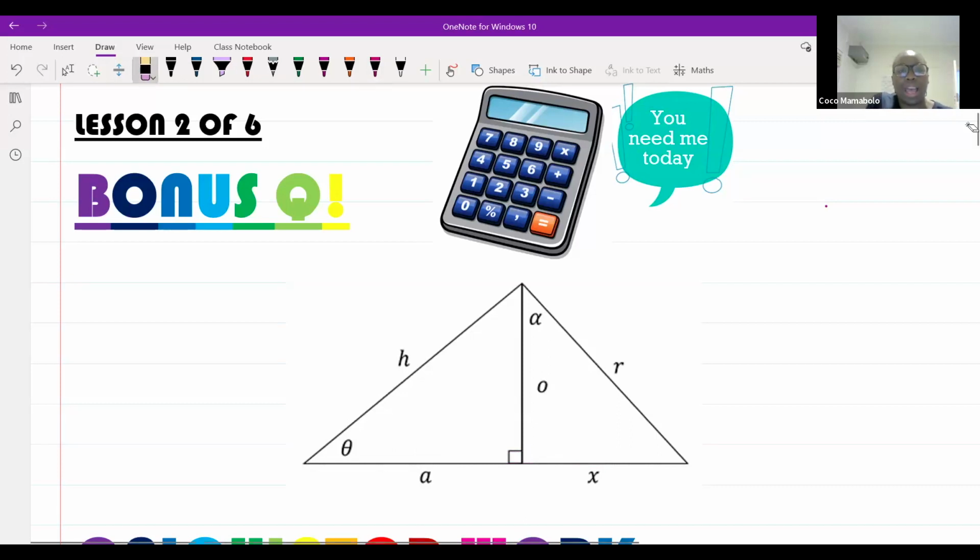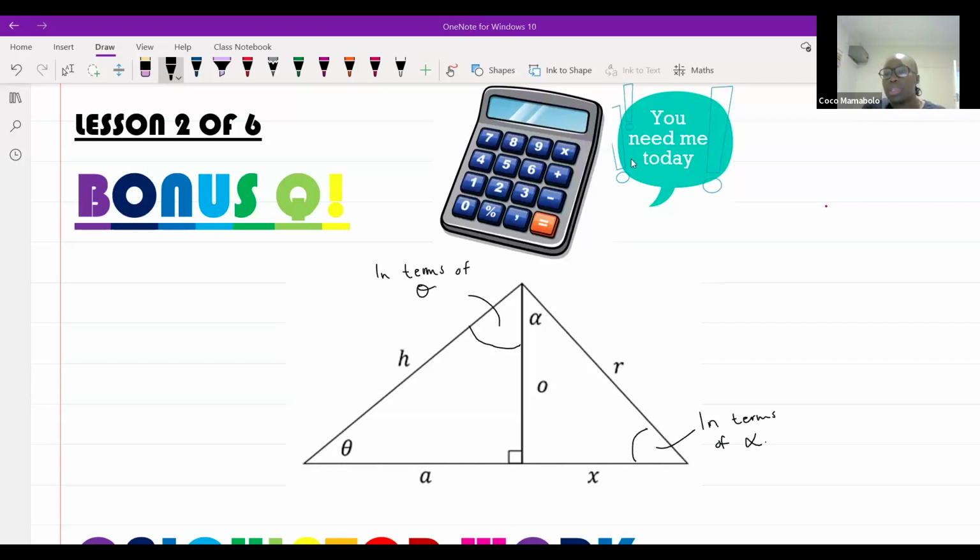So here's what I actually want you guys to do. I want you to tell me what this angle over here is called in terms of theta. And I want you guys to tell me what this angle over here is called in terms of alpha. Okay. So does anybody have any idea where we can start this kind of question?